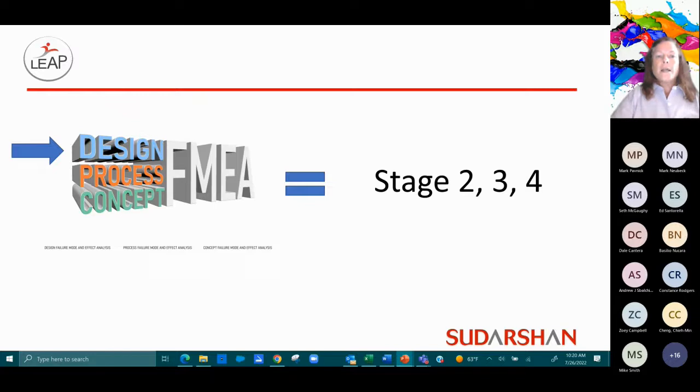So the design FMEA is equivalent to stage 2, 3, and 4. And so you'll notice also that a number of the stage gate processes cross over with the FMEA as well.